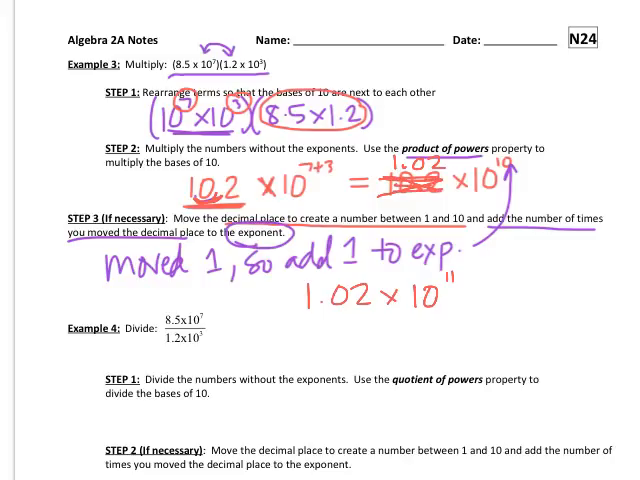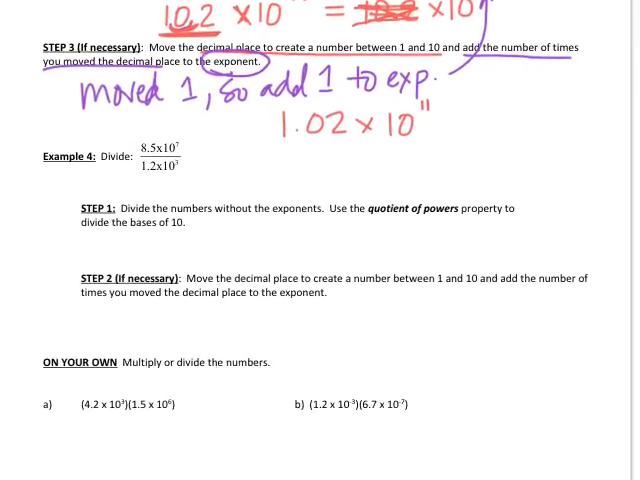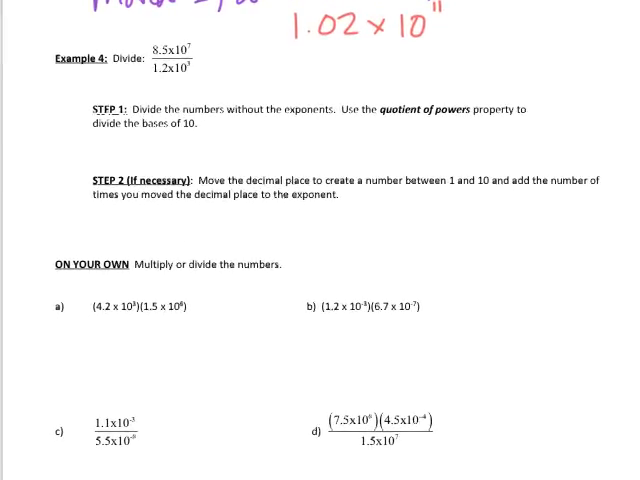All right, so example number 4 is asking us to divide. We're going to do something pretty similar to what we just did. Right now, though, we already have this set up. It says step 1, divide the numbers without exponents, and then use the quotient of powers property. Notice that the 10 to the 7th and 10 to the 3rd is already set up, so we really don't need to rearrange any terms, do we?